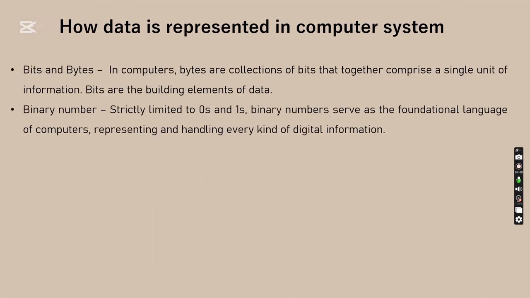Bits and bytes. In computers, bytes are collections of bits that together comprise a single unit of information. Bits are the building elements of data. Binary numbers, strictly limited to 0s and 1s, serve as the foundational language of computers, representing and handling every kind of digital information.